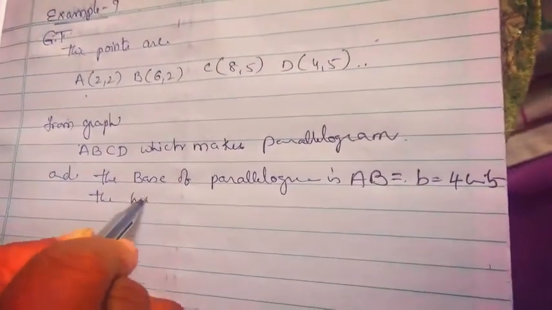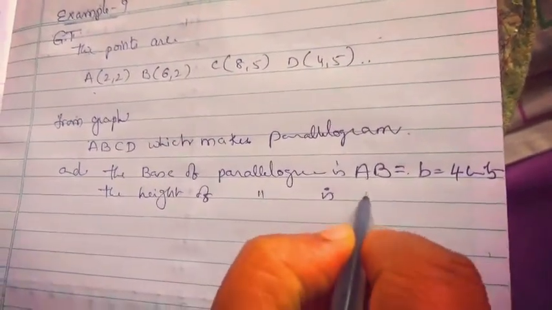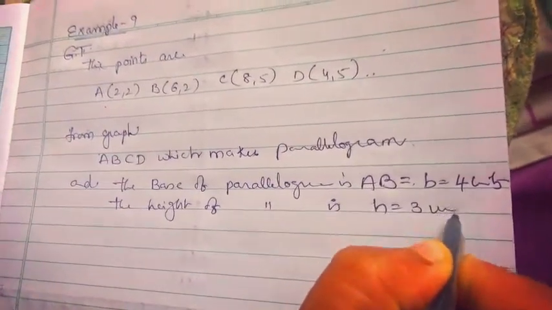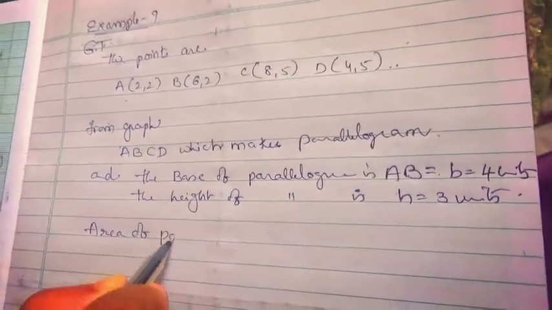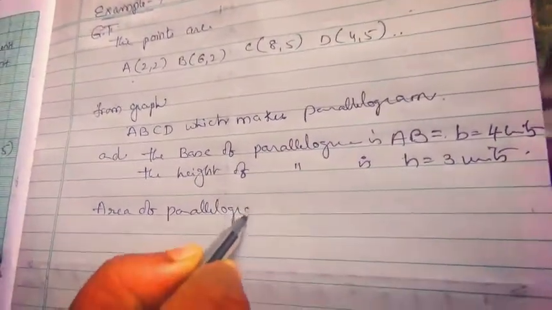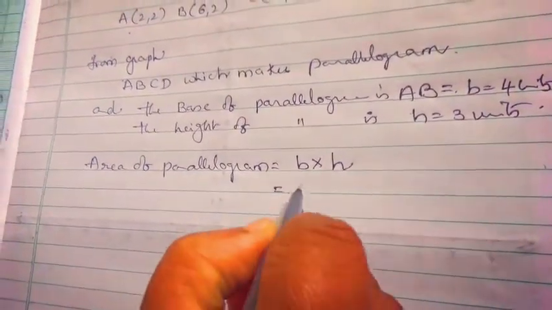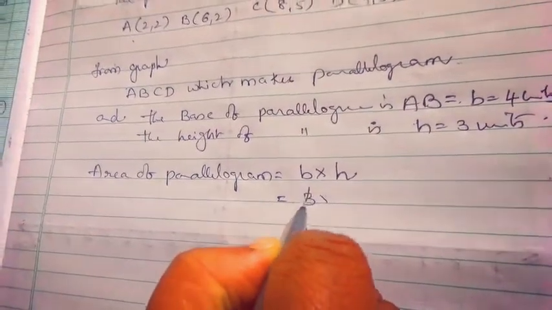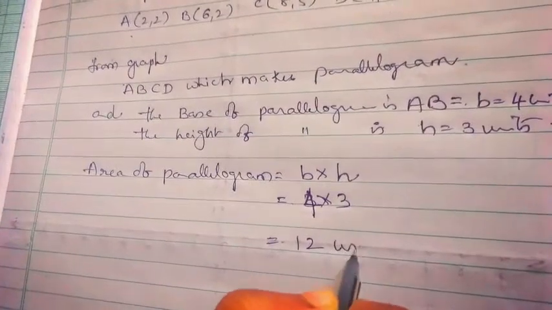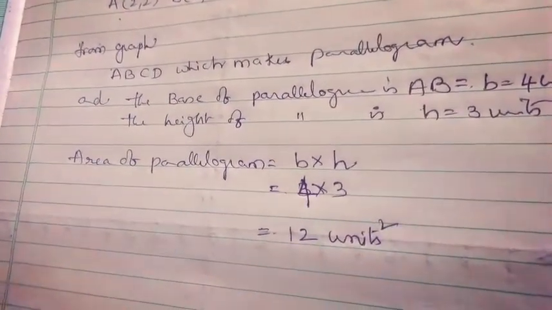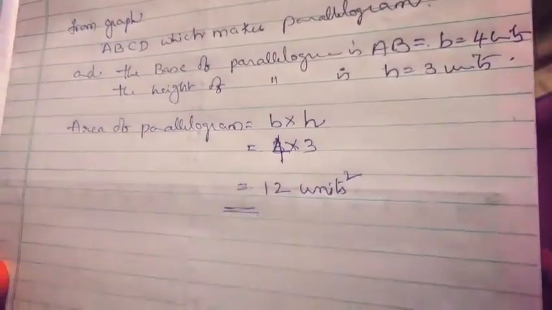The height of the parallelogram, h, is equal to 3 units from the figure. So the area of the parallelogram is equal to base times height. That is 4 times 3, which is equal to 12 square units. Okay, so here is the answer for this question.